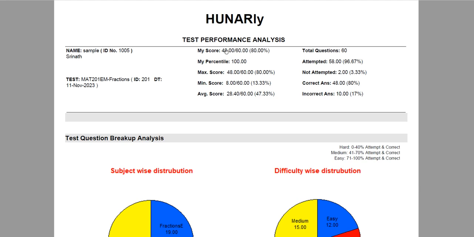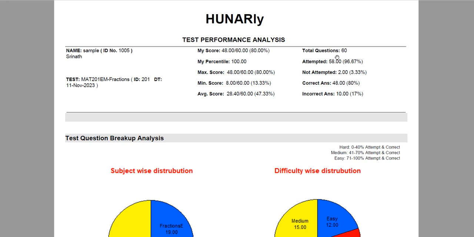And 80% is the simple calculation of how much the child scored out of the total score. And then the maximum score is what was the maximum in the group, what was the minimum score of the children who have taken the test, and what was the average score. This will help you to understand where your child is with respect to the max, min, and average, and you can plan accordingly how much you need to improve the child.